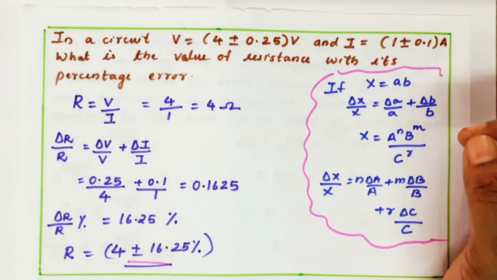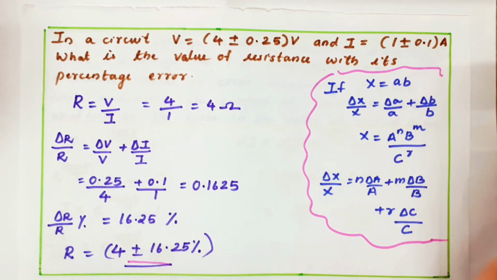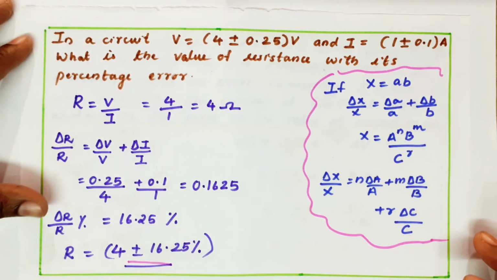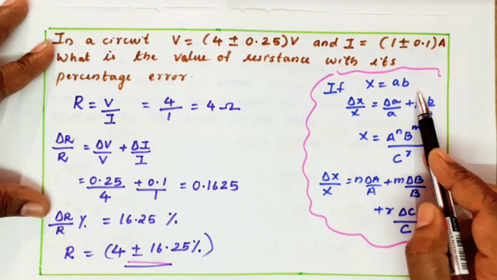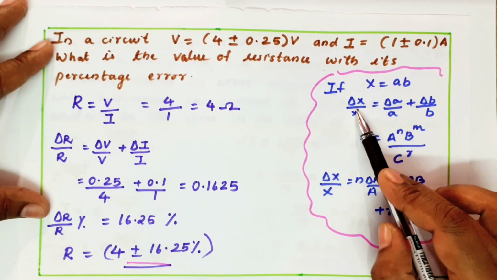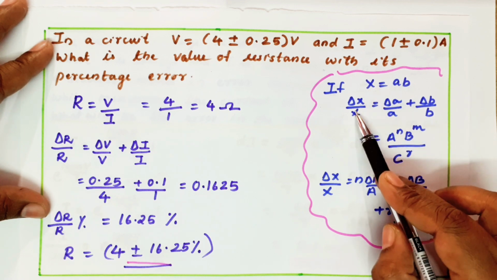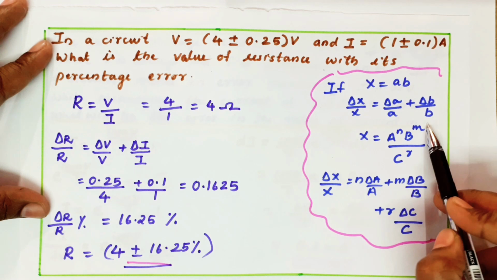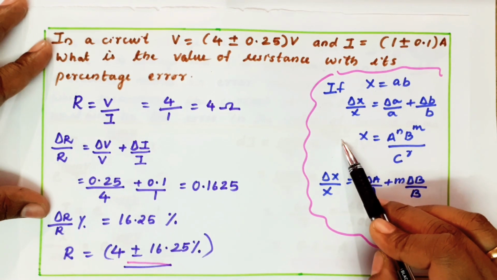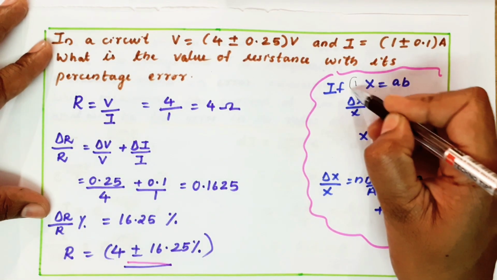Now I am going for another main topic of this chapter, that is called error equation. See here, I am giving an equation. Let an equation x equals AB. If they ask error, Δx/x is this formula, you remember: ΔA/A plus ΔB/B. That is the first equation.